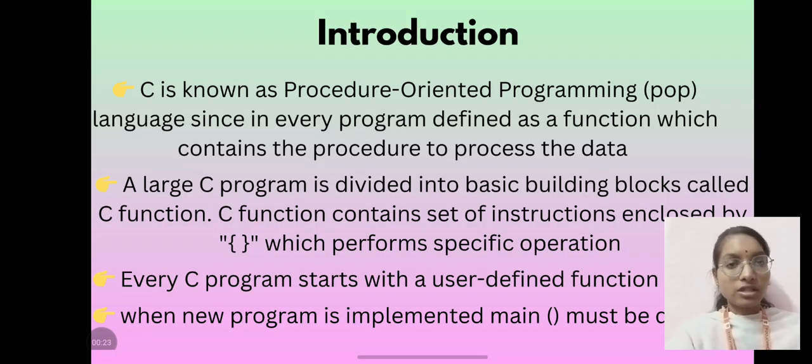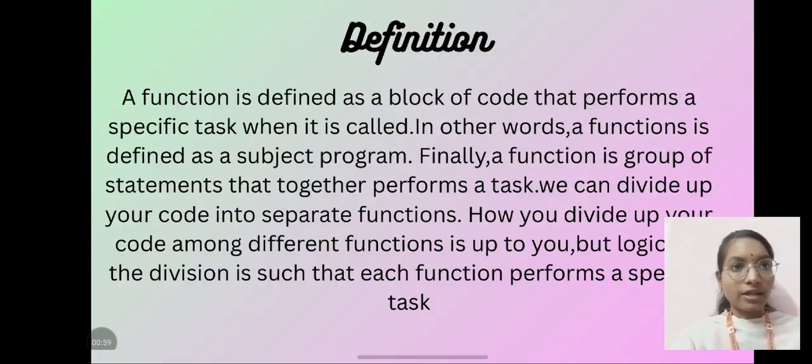Firstly, the introduction of functions. C is known as a procedure-oriented programming language since every program is defined as a function, which contains the procedure to process the data. A large C program is divided into basic building blocks called C functions. A C function contains a set of instructions enclosed by braces, with parameters, which performs specific operations. Every C program starts with a user defined function. When a new program is implemented, the main method must be defined.